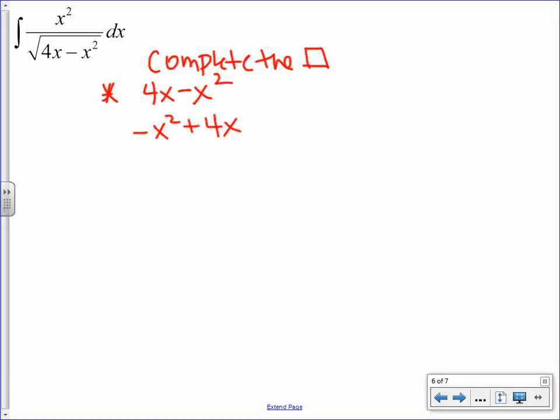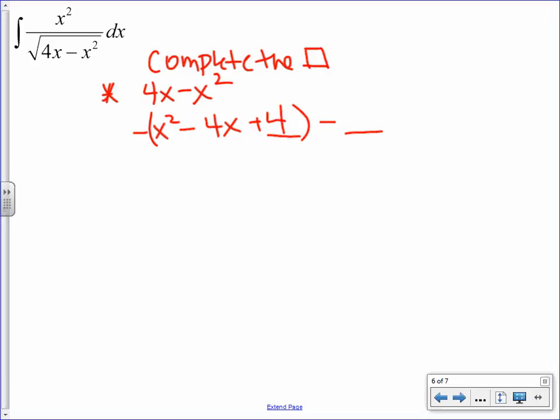Can we complete the square if our coefficient is -1? No. You cannot complete the square unless the leading coefficient is 1. So now I have fixed it: our leading coefficient is 1. What number completes the square?